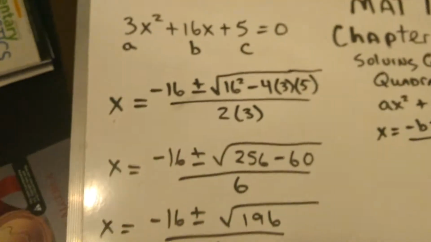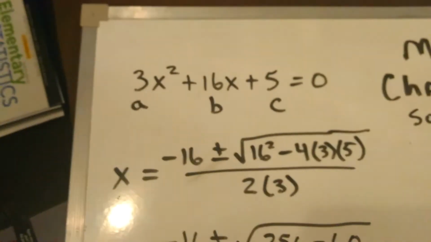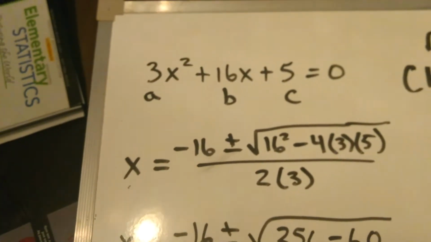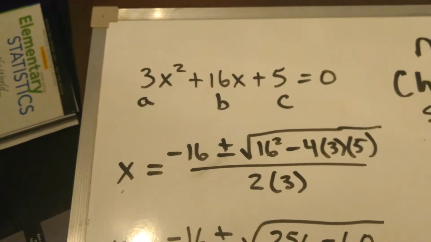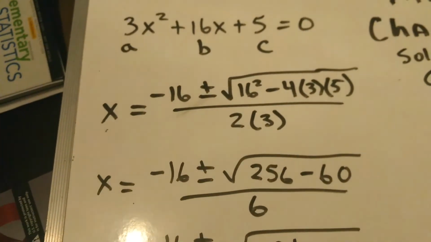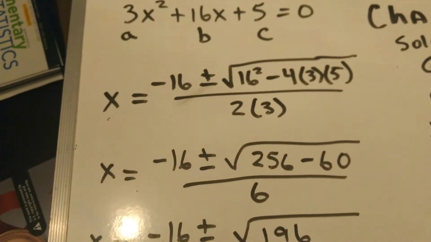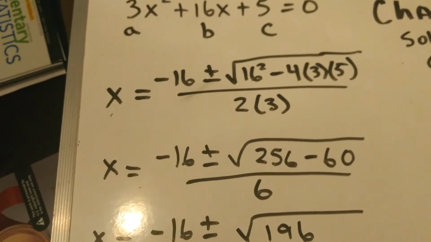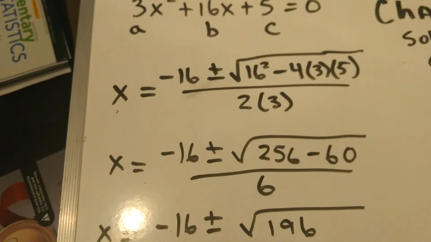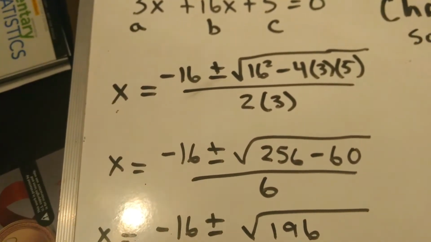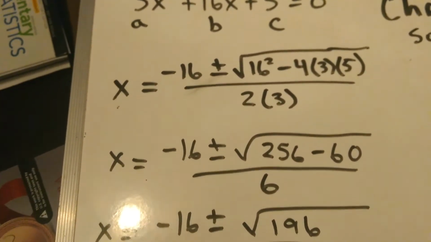So here's the first example problem. We have 3x squared plus 16x plus 5. a is 3, b is 16, 5 is c. We substitute those numbers into the quadratic formula. We can see that we get x equals negative 16 plus or minus the square root of 16 squared minus 4 times 3 times 5, over 2 times 3.